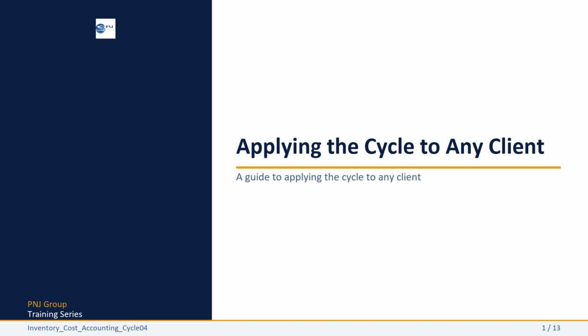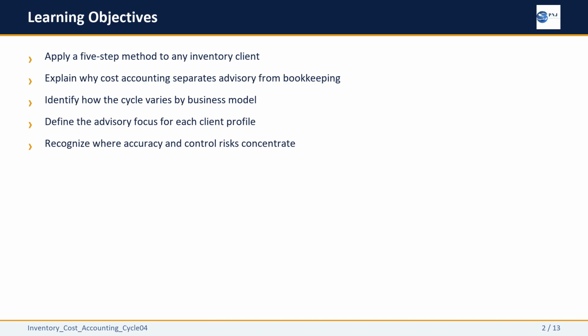Now comes the part that turns knowledge into advisory value. In this section, you will learn a repeatable 5-step method for assessing any inventory holding client, plus how the cycle flexes across different business models. Think of this as the section where everything you have learned finally gets put to work. Let's set out what you should be able to do by the end.